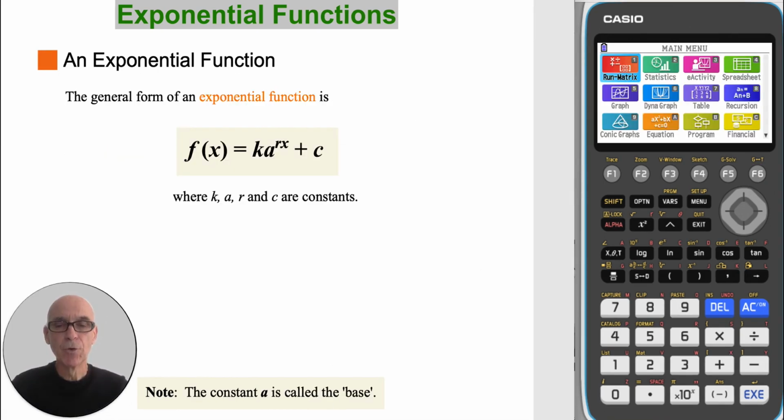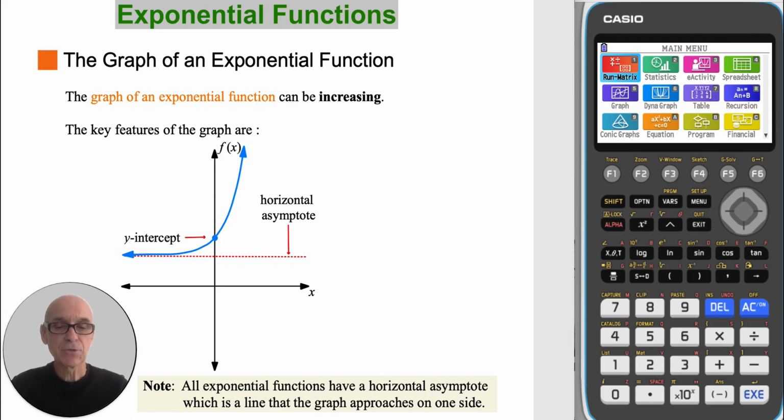The general form of an exponential function is k times a to the power of rx plus c, where k, a, r, and c are constants. Remember, the constant a is called the base. All exponential functions have a horizontal asymptote, which is a horizontal line that the graph approaches on one side, and a y-intercept.